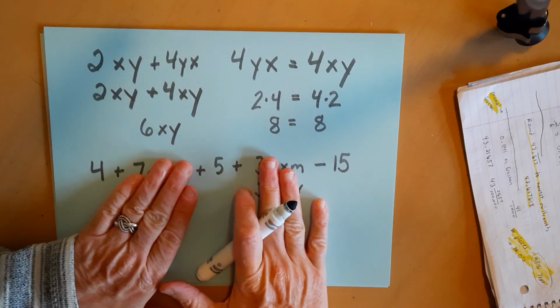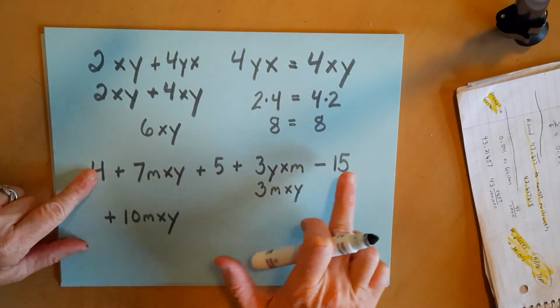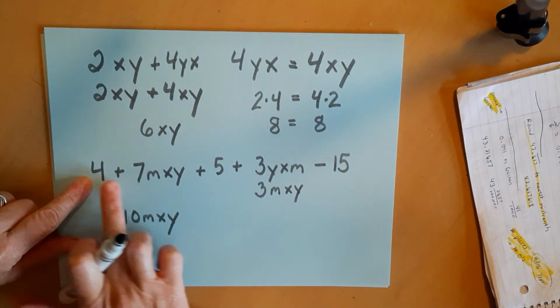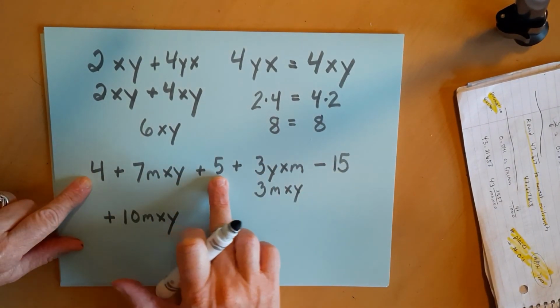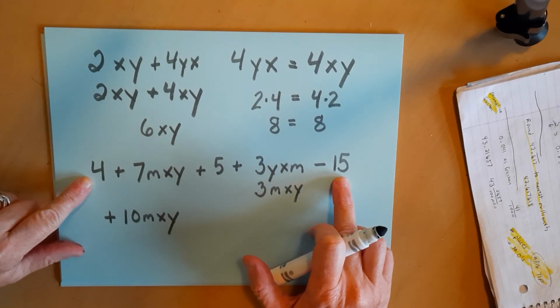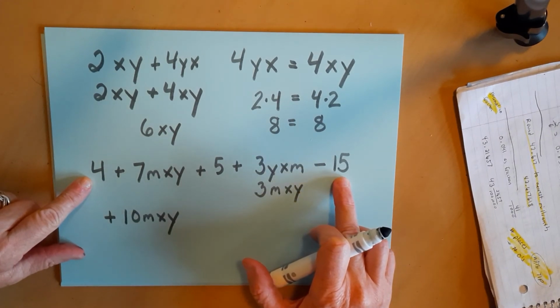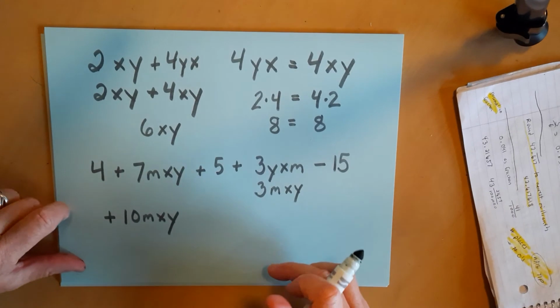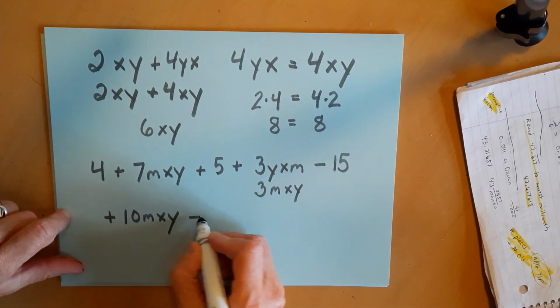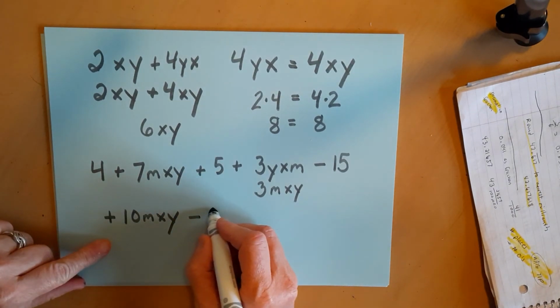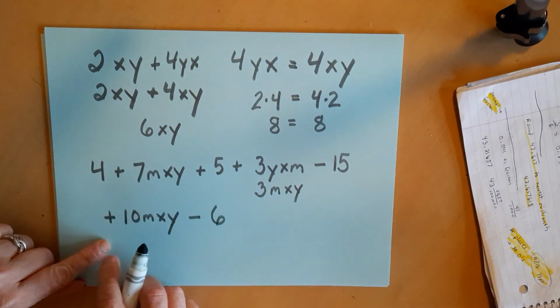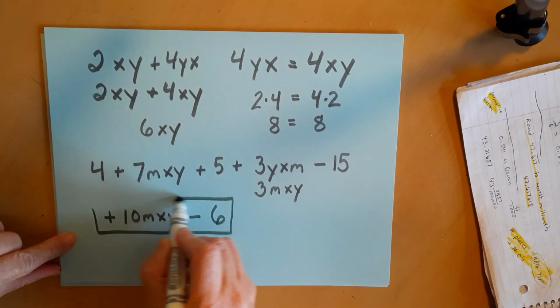We took care of those, and now we just simply have these numbers left. So we have 4 plus 5, which is 9, minus 15, which is negative 6. So when you add those together, you get 10mxy minus 6. That would be your answer right there.